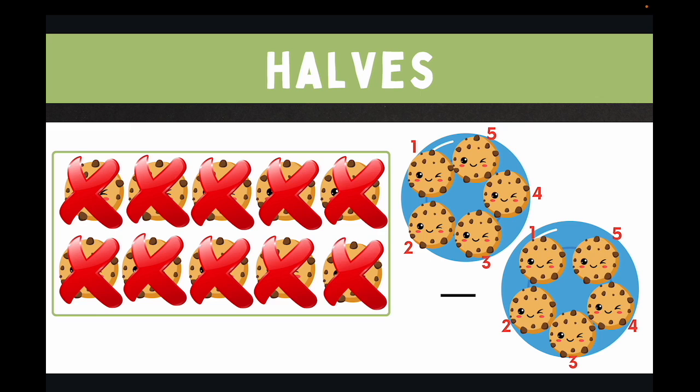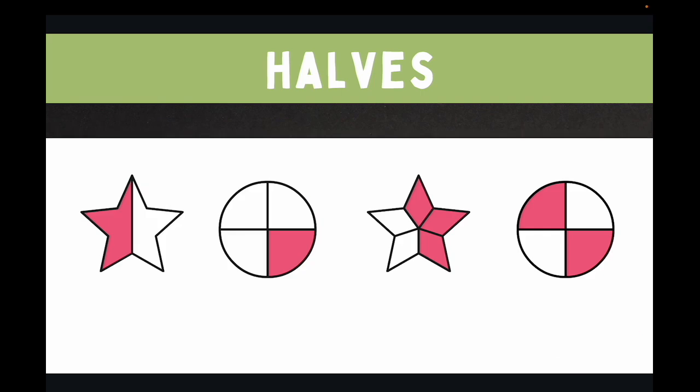This illustrates that there are 5 cookies on each plate. Each plate holds what fraction of the cookies? That's right, each plate holds 1/2 of the cookies. You have done a great job identifying what a half is. Remember, a half is 1 part of the whole, which is 2.